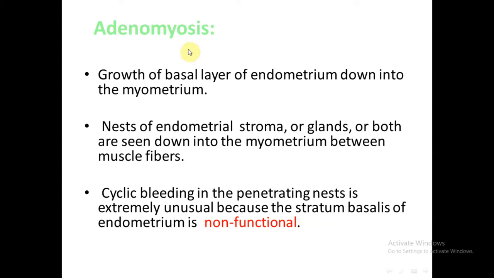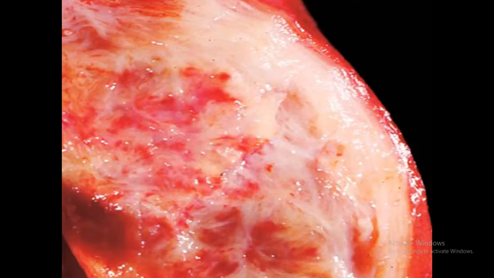Here we see the endometrial glands, stroma, or both. We can see glands or stroma or both. Commonly we see endometrial glands with the stroma from the basal layer of endometrium, which is non-functional, within the myometrial layer. Here, this is the gross feature of adenomyosis.